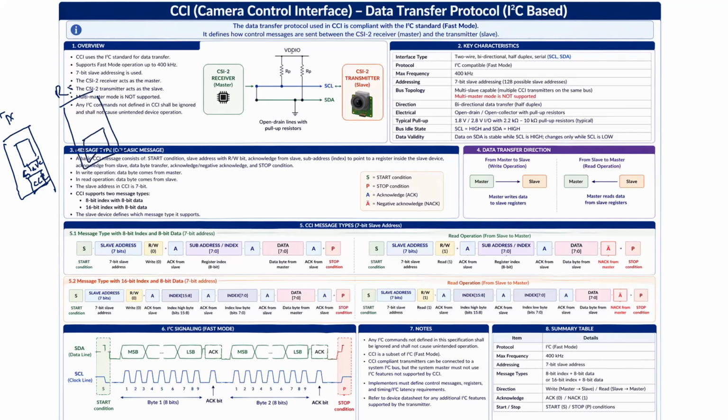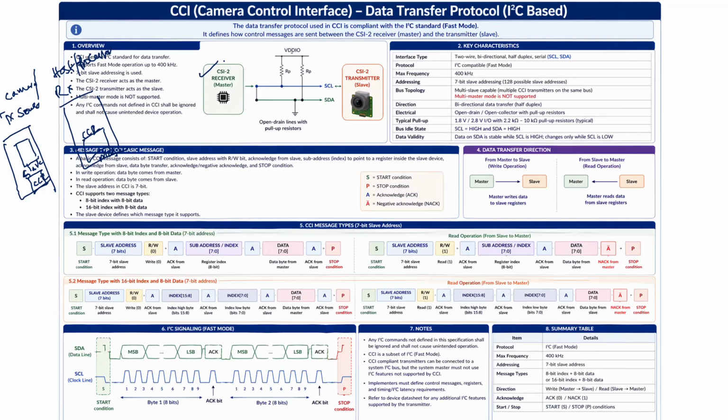So in the transmitter we have the slave, and on the receiver side, here the transmitter may be a camera or sensor, and the receiver may be a host or processor. In the receiver, the CCI part will act as the master. So on the receiver side we have the master.